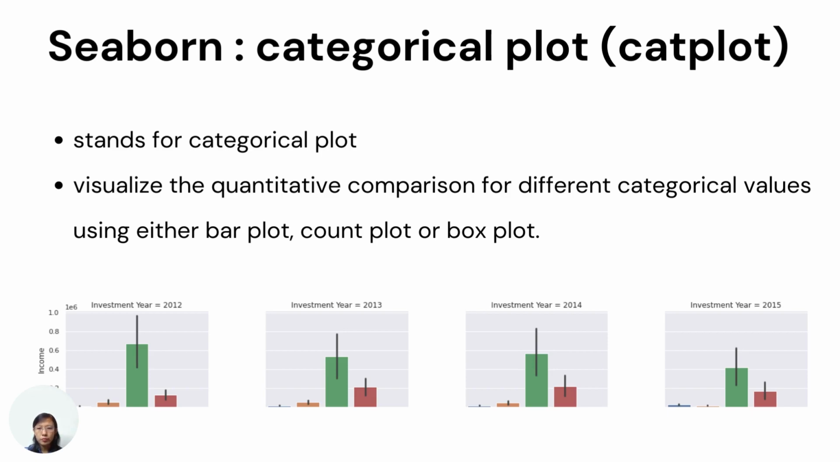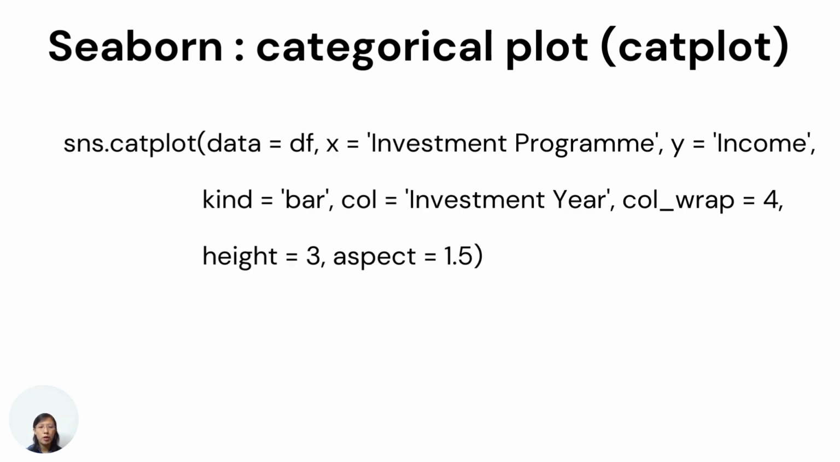Here, we want to compare the income raised by the different investment programs using the bar graph. However, we want to compare for each year in a separate subplot. So for this, Seaborn CAT plot allows us to do it in one line. Our data, the data that we want to draw, is DF.